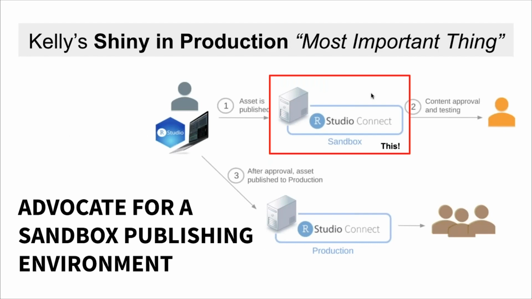This is what I consider the most important thing for running Shiny in production, and that is you need to have a sandbox publishing environment as part of your development infrastructure. This thing right here, you need it. It should be a place where you can publish freely into, a server that is ideally configured to be an identical twin of your production server, and this is your testing ground. You can call it a sandbox, staging, test server, whatever. You need one of these.